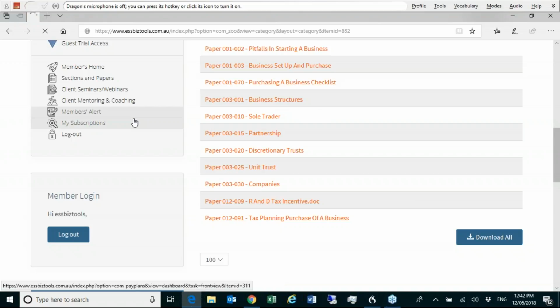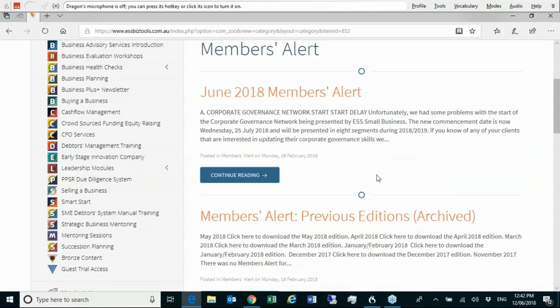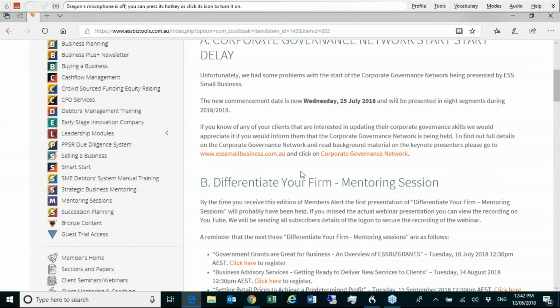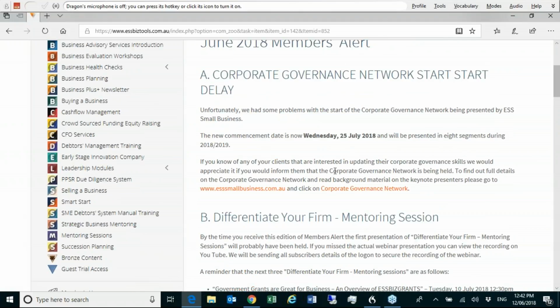The next item I want to refer to is Members Alert. This is a new innovation in placing the Members Alert in the members area of our website. We produce Members Alert at basically the same time we produce Business Plus newsletter each month, and we send that to every subscriber. And if you'd like to give us the email addresses of all of your team, they will all then receive the Members Alert.